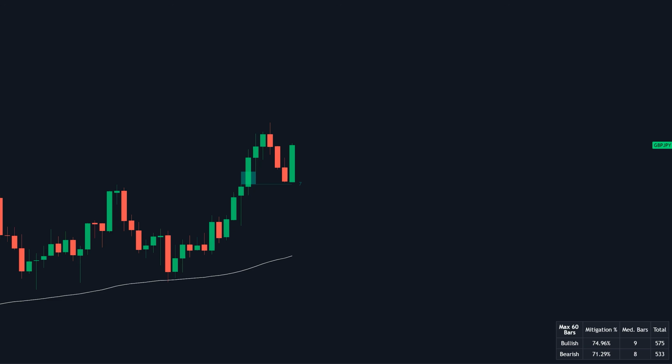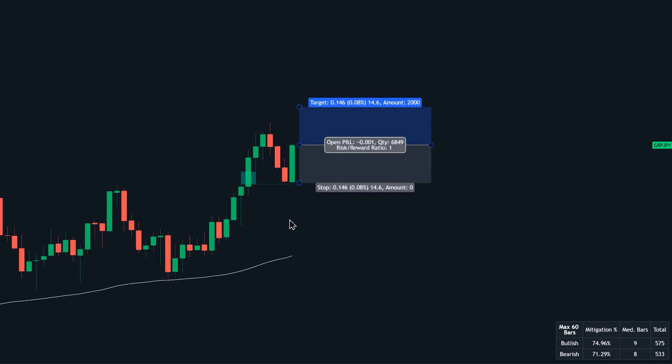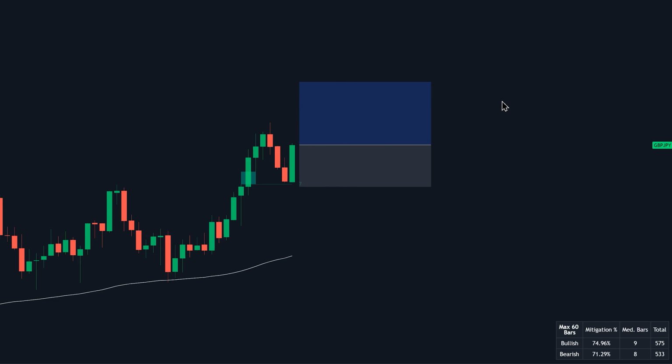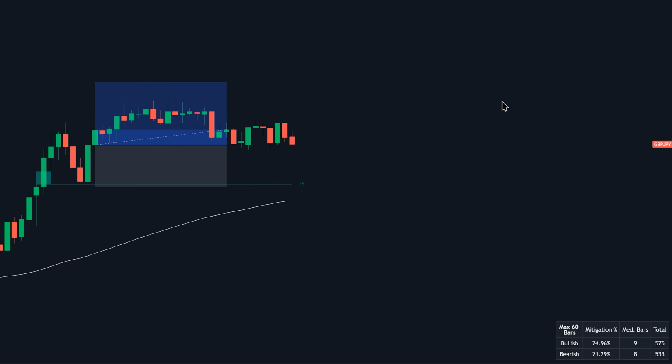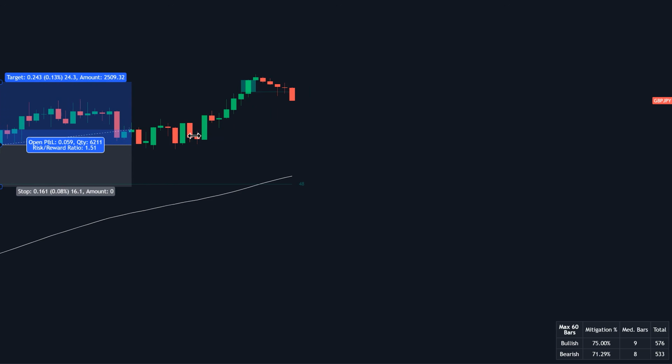Enter a long position, set your stop loss under the most recent swing low, and then for the take profit, it's going to be at 1.5 times the risk, letting the trade run. And as you can see, it was profitable. Now, for a short position, you just do the opposite.